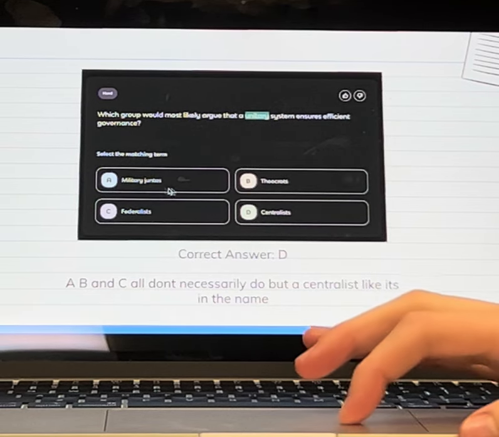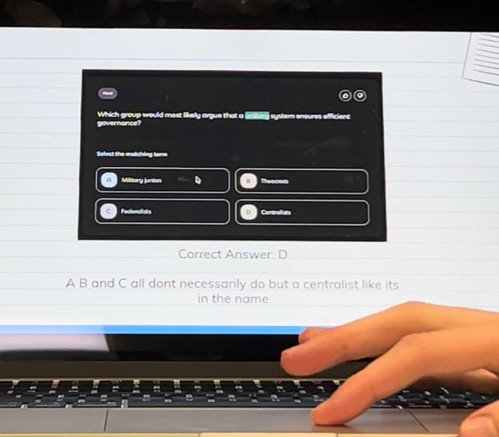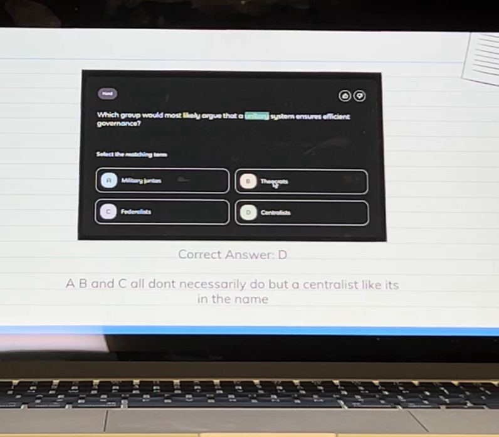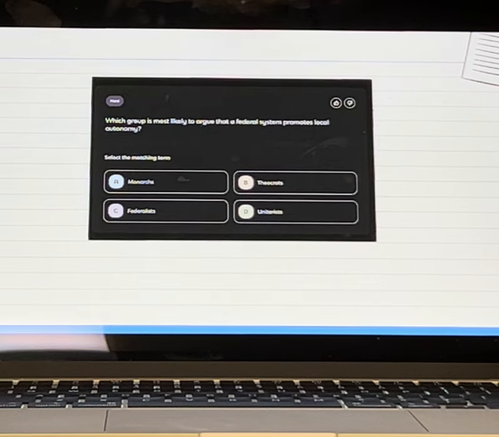Obviously it's not C. And just because military governments and theocracies tend to be unitary systems does not mean that someone who is a theocrat or a military junta would advocate for that. It means that they subscribe to a unitary system. It's a very important distinction you have to make because this will throw you off on the AP test.